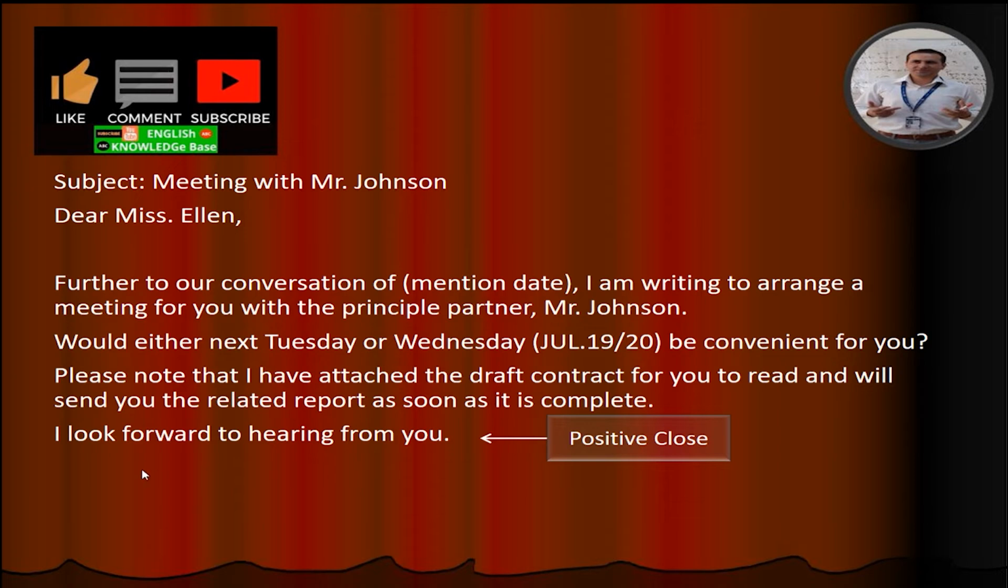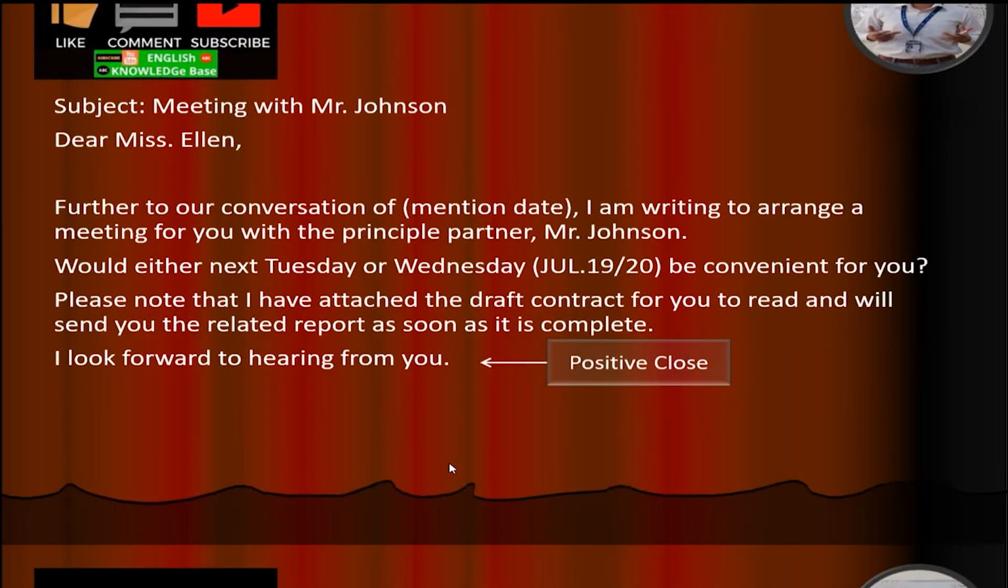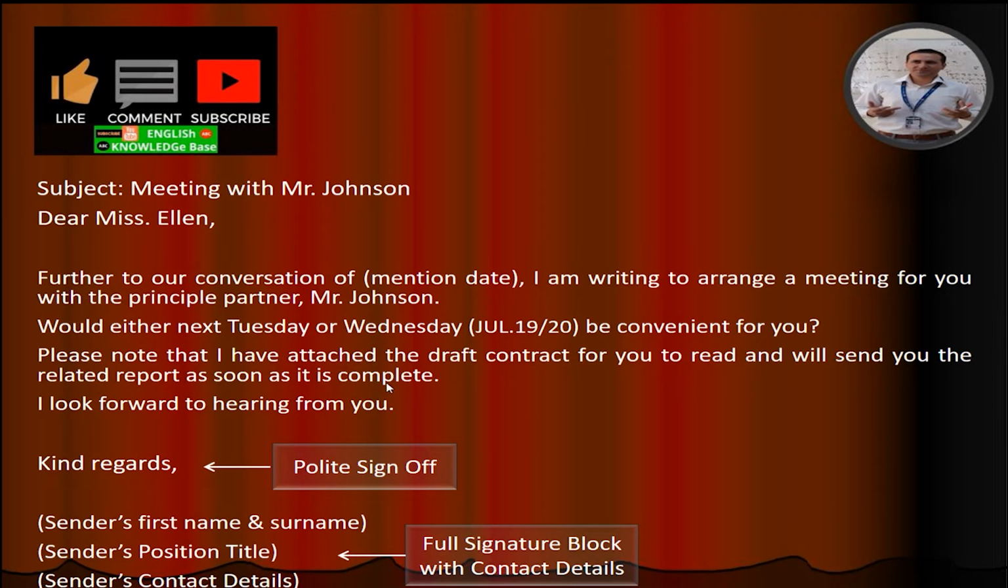In this part of the email, we have a positive clause, that is, I look forward to hearing from you. And in this part of the email, we have a polite sign-off like kind regards. And after that, we have the sender's first name and surname, the sender's position title, and the sender's contact details. That is called a full signature block with contact details.